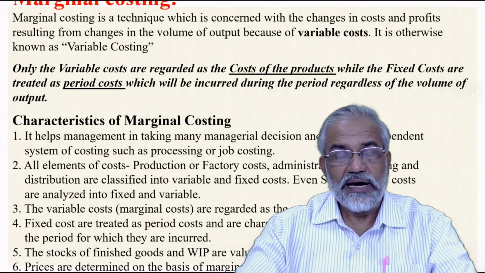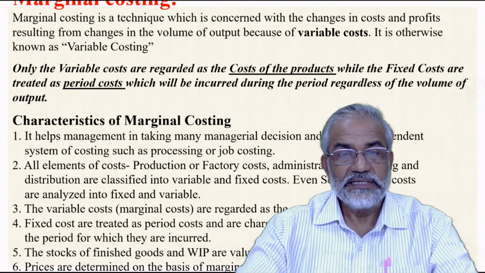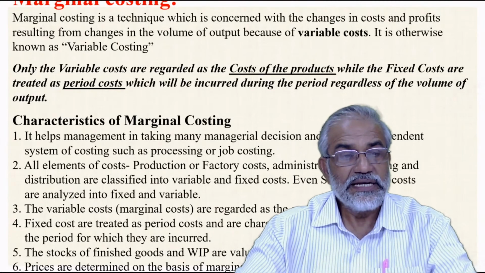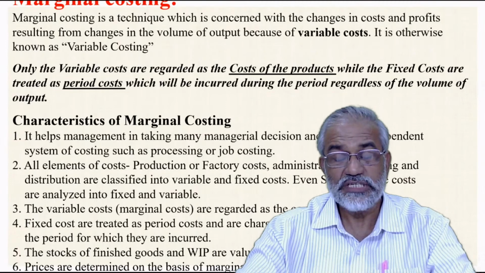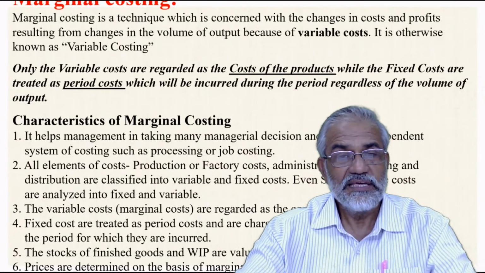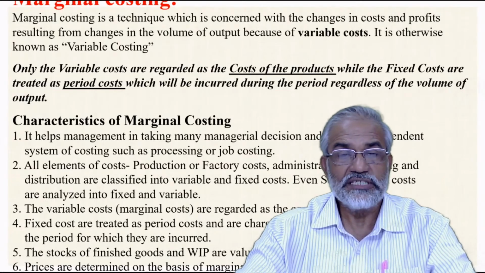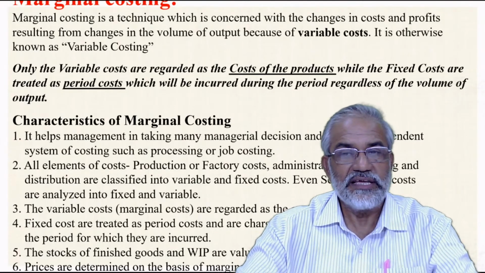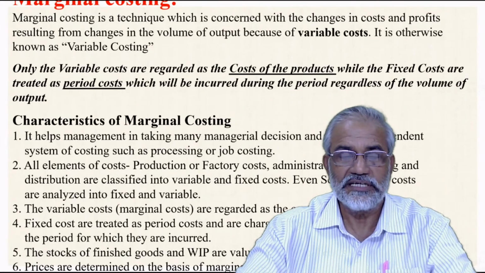The first characteristic of marginal costing is, it helps management in taking many managerial decisions, and it is not an independent system of costing such as process costing or job costing. In case of process costing and job costing, what happens? There is a particular method of costing. They are having a particular process under which the cost of production is being determined. But this marginal costing is not a system of costing or a method of costing.